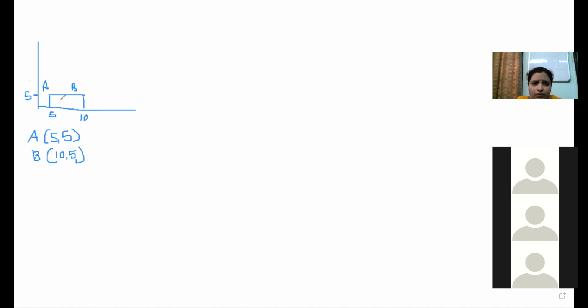Okay, so now I want to shift this line 5 units up and, or I can say, 10 units up and 10 units right. Okay, this is my original line AB, that I want to shift 10 units towards right and 10 units up.